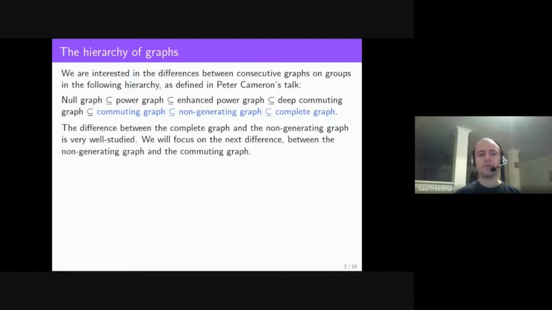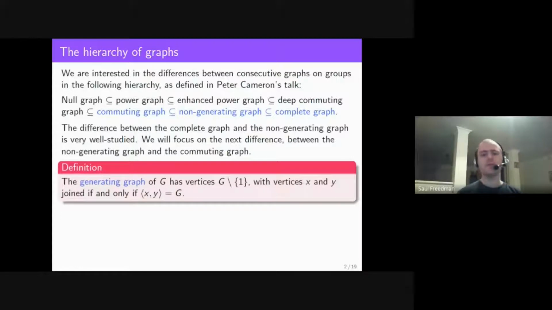So first of all, this final difference between the complete graph and the non-generating graph, that's just the generating graph, and this is of course very well studied. And in this talk, we'll focus on the next difference between the non-generating graph and the commuting graph. So let's define these graphs precisely. In this talk, G will denote a group. In general, it could be finite or infinite. So the generating graph of G is the graph whose vertices are the non-identity elements of G. This symbol here means set minus, so G minus the identity. And two vertices are joined if and only if they form a generating pair for the group.